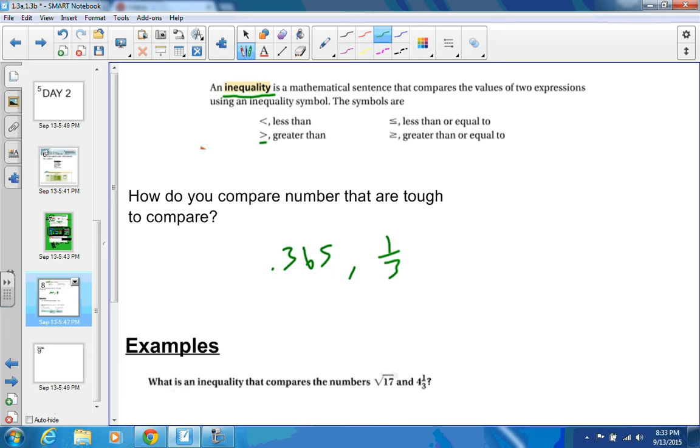So either way, make them decimals. So we got 0.365 as a decimal already. 1/3 is actually going to be 0.33 repeating. So we have 2 decimals now. And the second thing I would like you to do for comparing numbers is to put them on a number line.